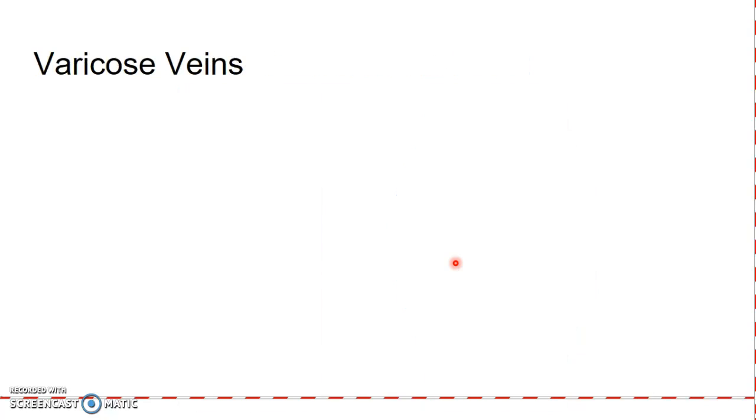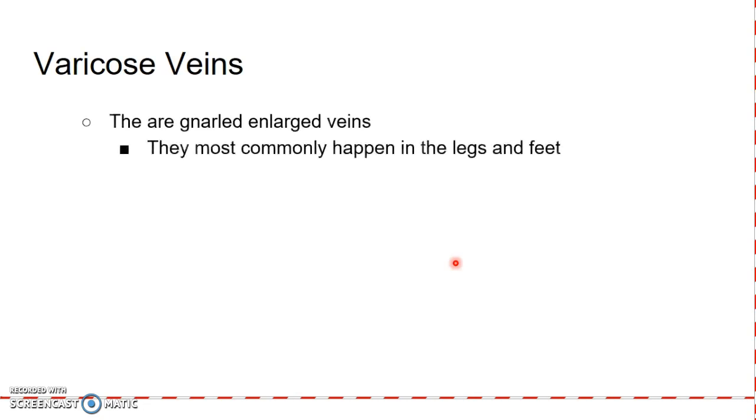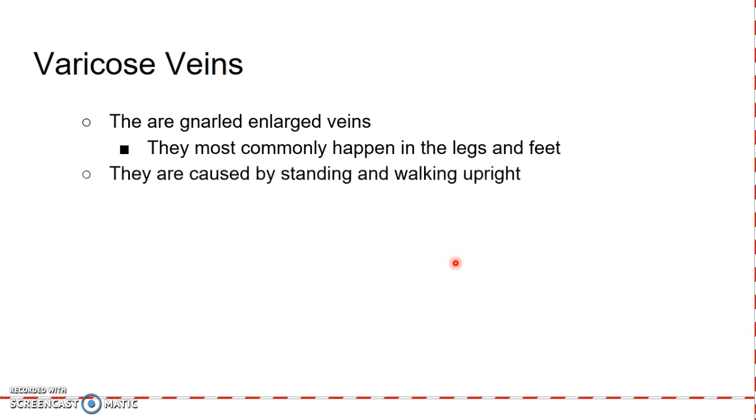So then varicose veins. Now let's talk about them. They're gnarled, enlarged veins, which commonly happen in the legs and the feet, and they're just caused by standing and walking upright. One of the conclusion questions is going to ask you what careers, or who, would be at more of a risk for varicose veins. And you need to know that it's anyone who's standing up and walking.